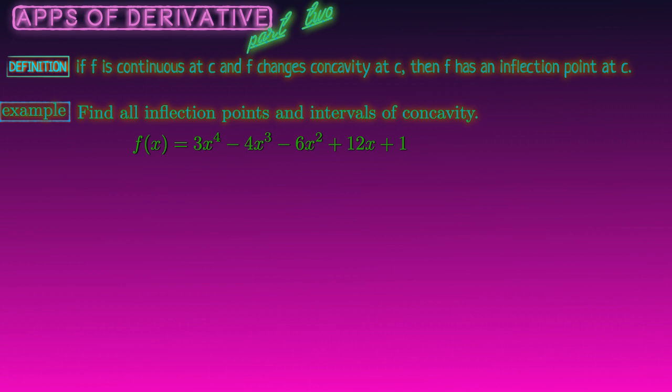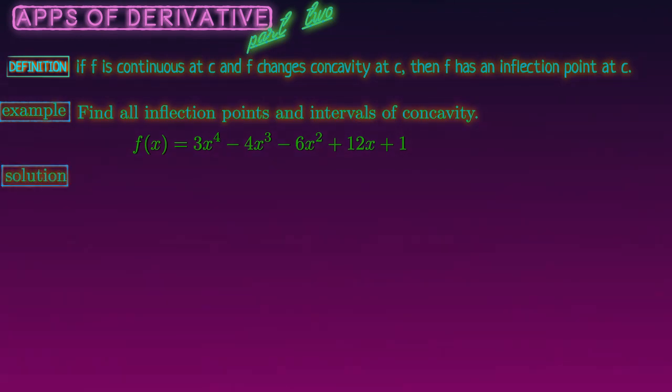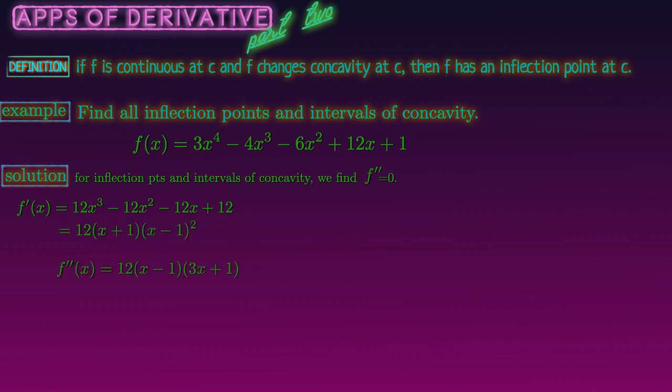Alright, so we're given 3x to the 4 minus 4x cubed minus 6x squared plus 12x plus 1. So we want to find the first and second derivative. And so when we do that, we end up with f double prime is equal to 12 times x minus 1 times 3x plus 1. Alright, so it's important that we factor this just so that we can actually see where the zeros are going to be. If we solve that, we get 1 and negative 1/3.